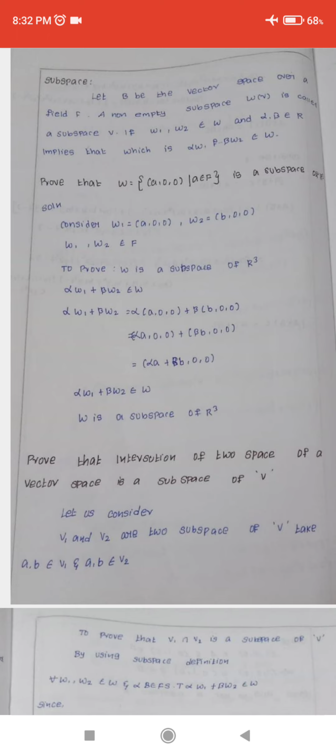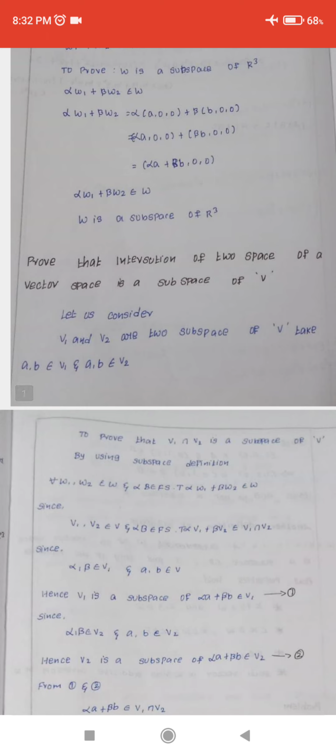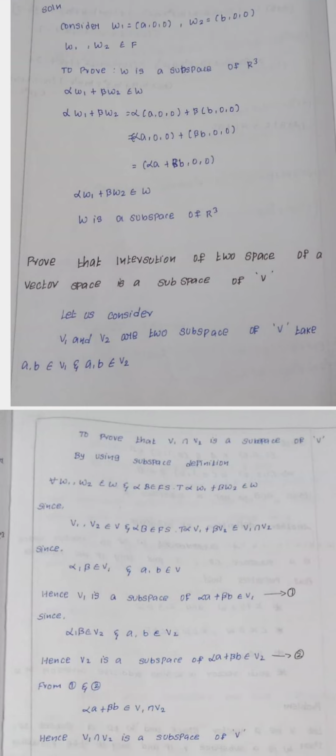Next we prove that the intersection of two subspaces of a vector space is a subspace of V. Consider two subspaces, W1 and W2, of V. Let us consider V1 and V2 as two subspaces of V. Take a, b belonging to V1 and a, b belonging to V2. To prove that V1 intersection V2 is a subspace of V.